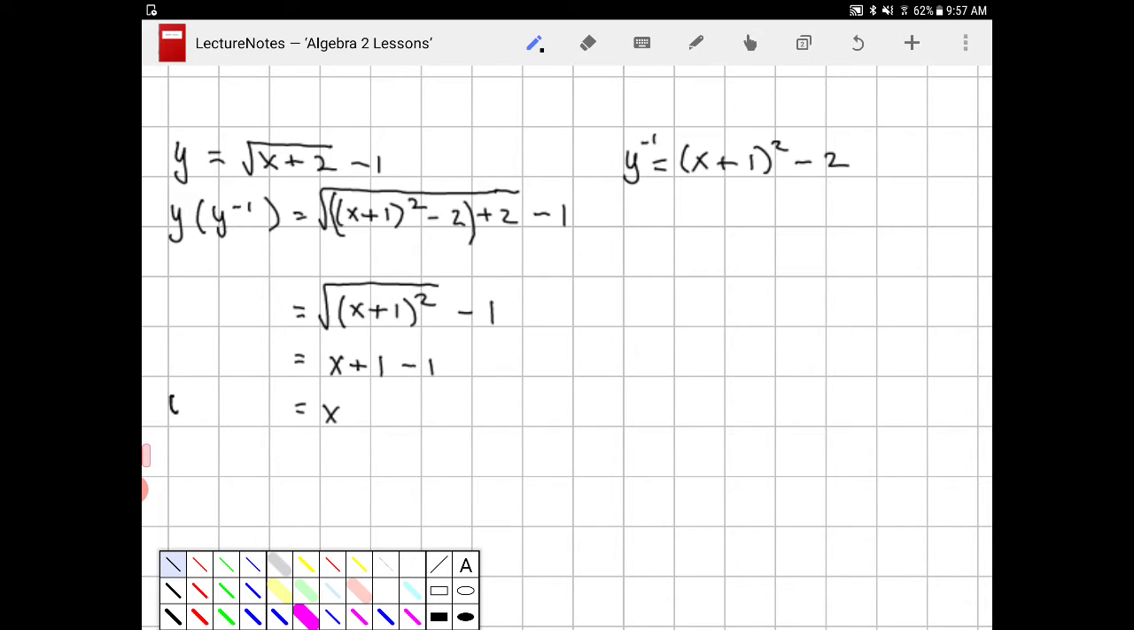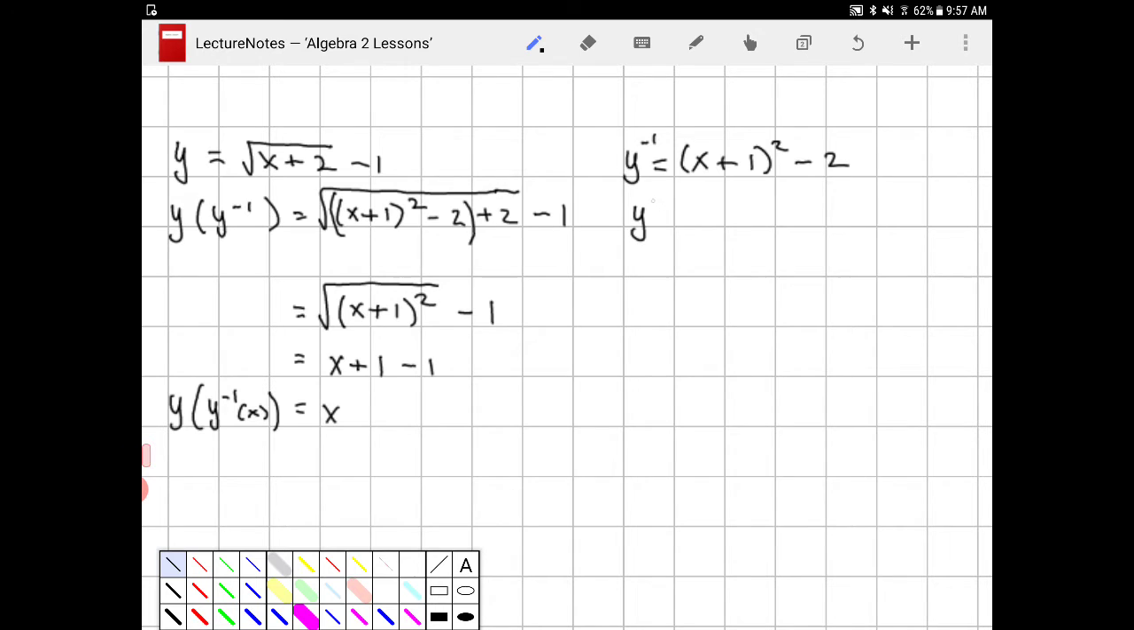So in other words, right, y inverse is also a function of x, right? I end up with it equaling x. This is, again, the identity, right? Re-exposing itself. Let's try this again, but in reverse.